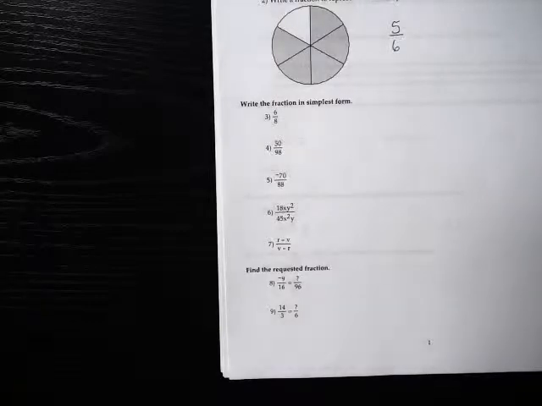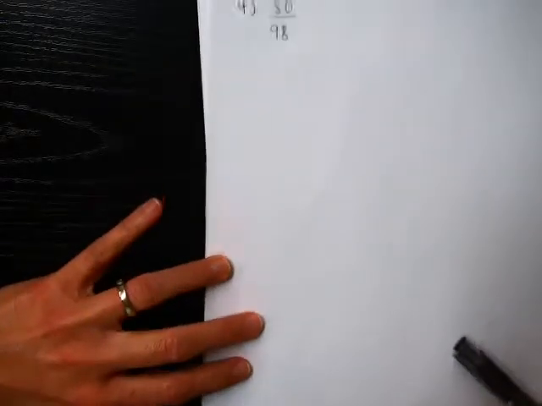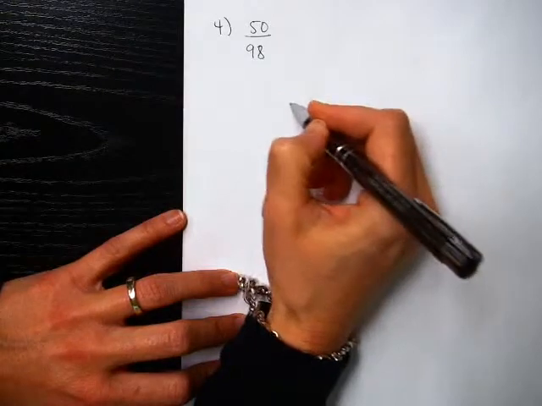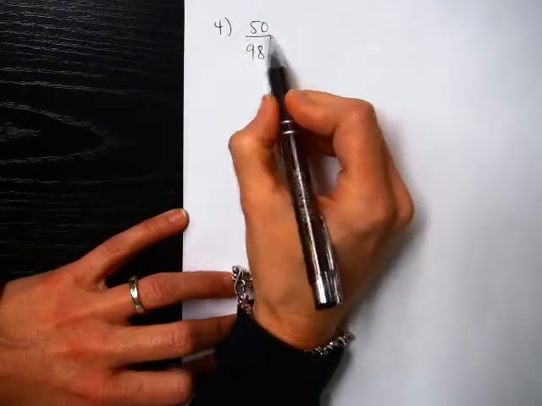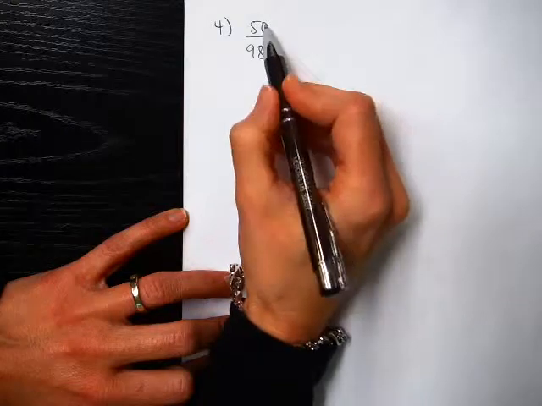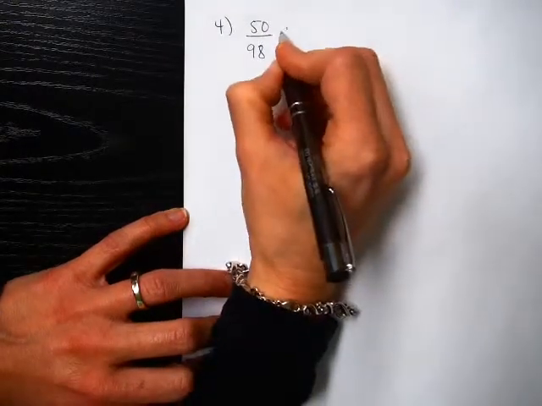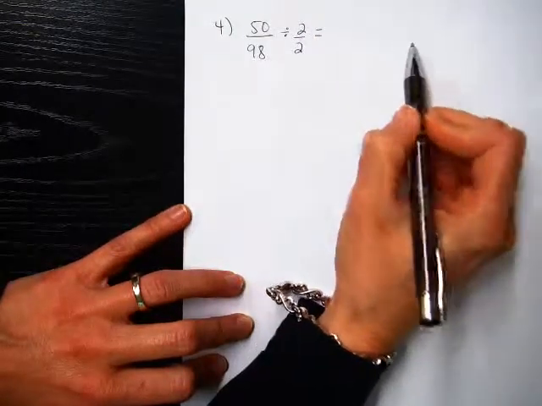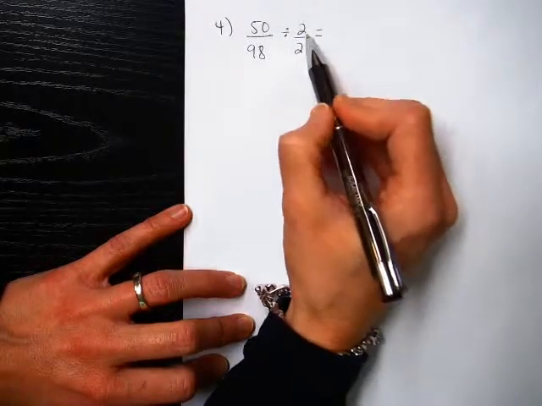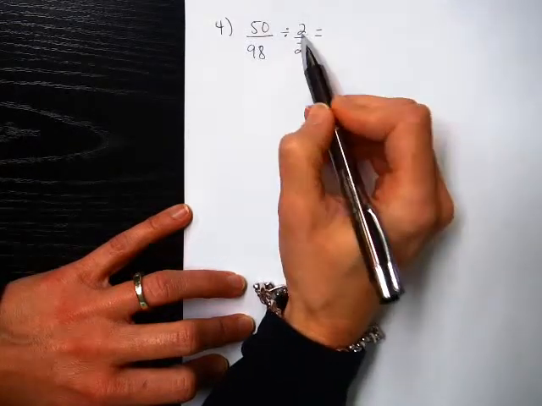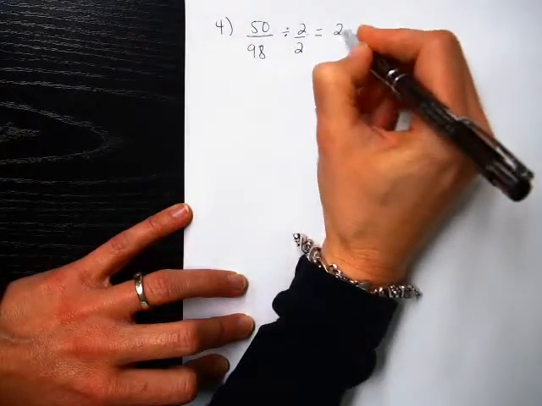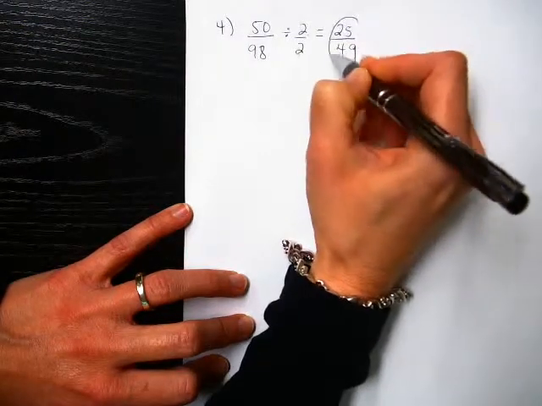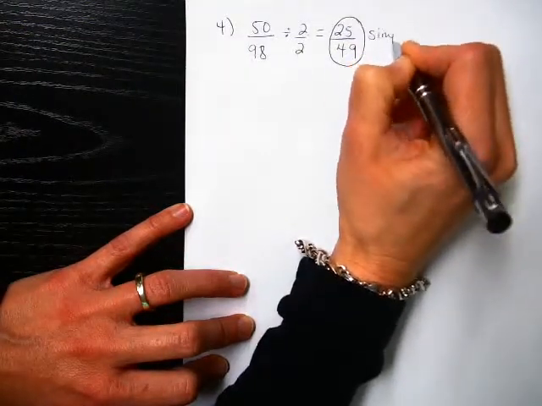Okay? Number 4 is 50/98. If you're not quite sure what your GCF is here, you could do your prime factorization and find your GCF like we did in chapter 4. But another thing I notice here is that they're both even numbers, so I can always start with 2, and then if necessary, keep dividing it down until I get it in simplest form. But let's start with 2. Let's divide the numerator and the denominator by 2. 50 divided by 2 gives me 25. 98 divided by 2 gives me 49. And I know that I can stop here because this is simplest form.